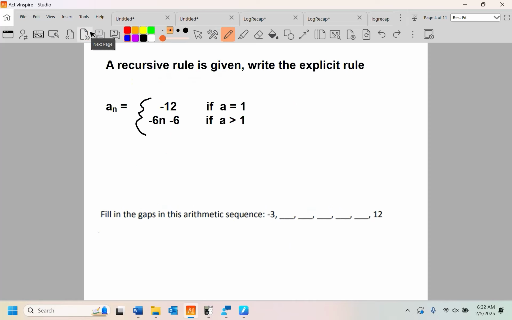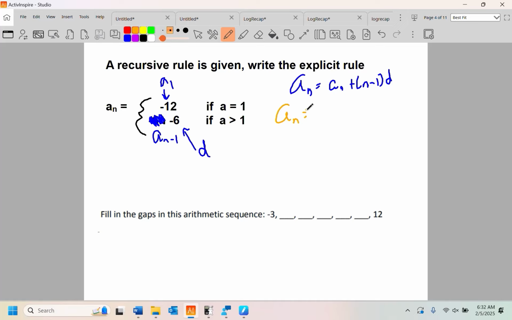Recursive rule is given, write the explicit rule. That should say a sub n minus 1. I still haven't corrected this. All right, so I'm supposed to write the explicit rule. The explicit form is that the nth term is the first term plus parentheses n minus 1 times the common difference d. I know from the previous examples that this is the first term and this is the difference. So I just need to plug those things in.